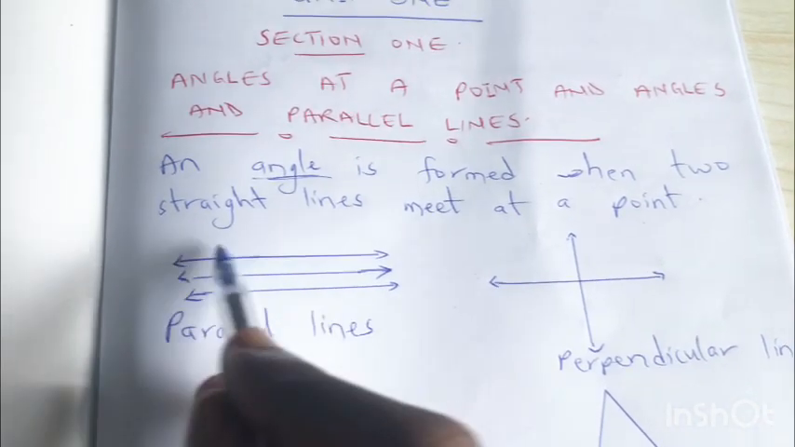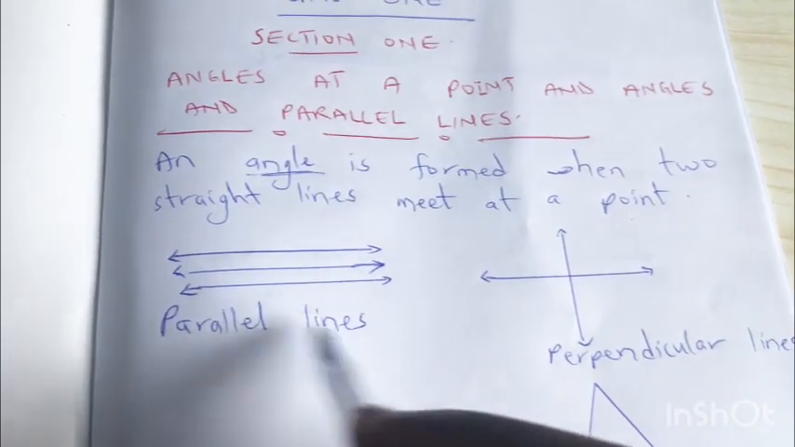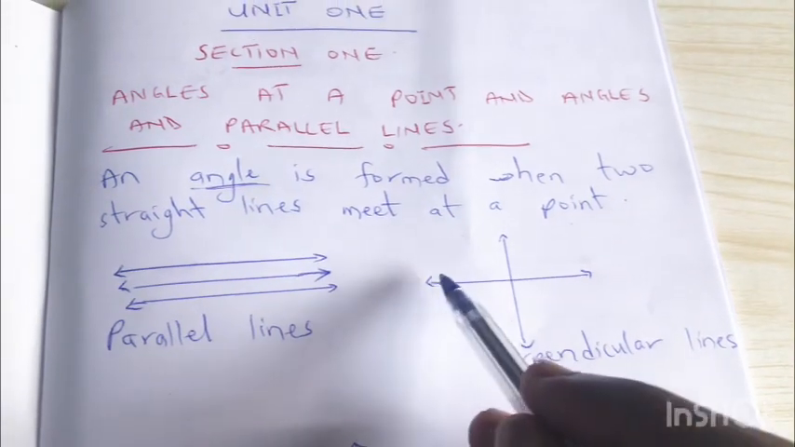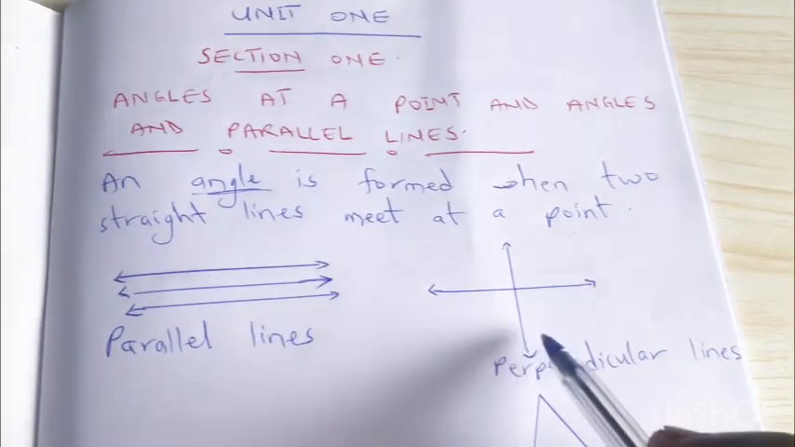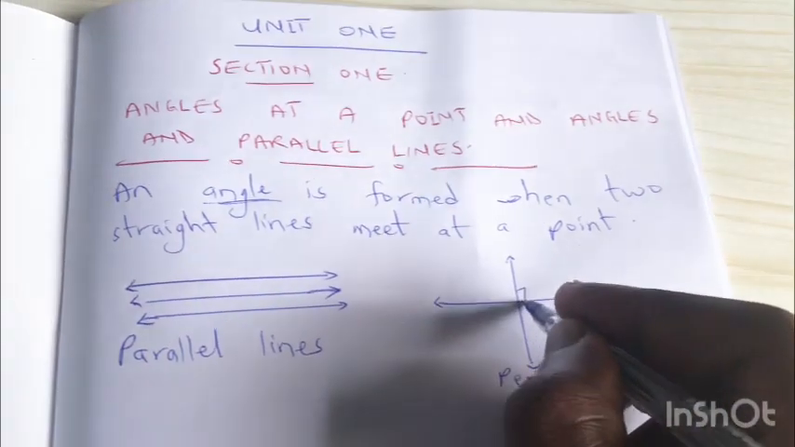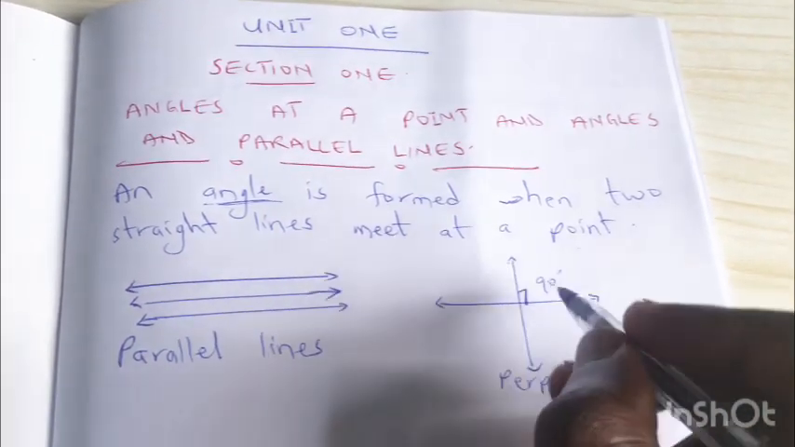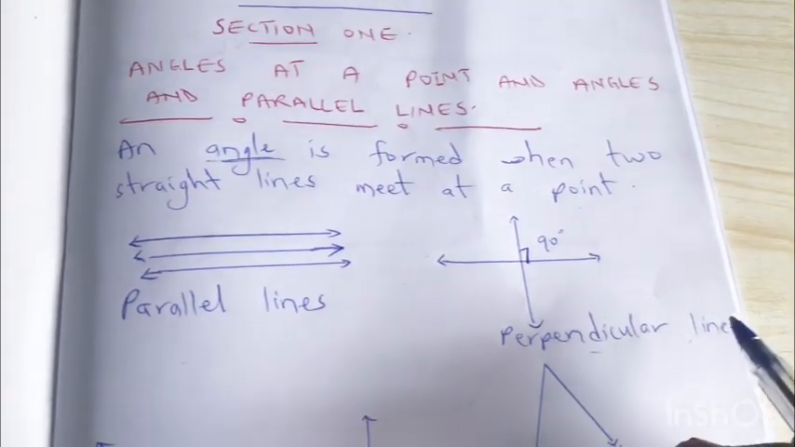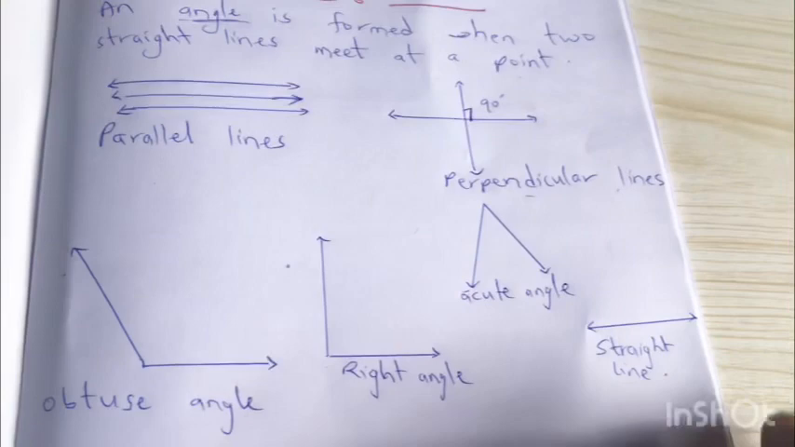We have three lines moving in the same direction, and these lines are called parallel lines. If two lines cross at a right angle, this place is 90 degrees. So it makes these two lines perpendicular lines. Then let's talk about some types of angles.